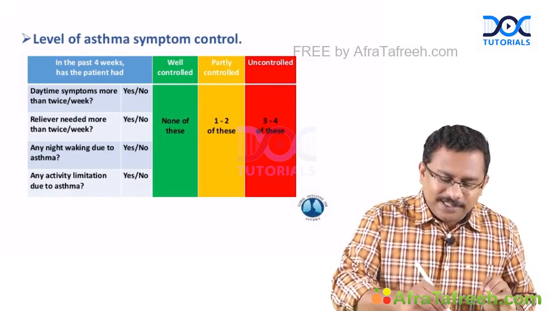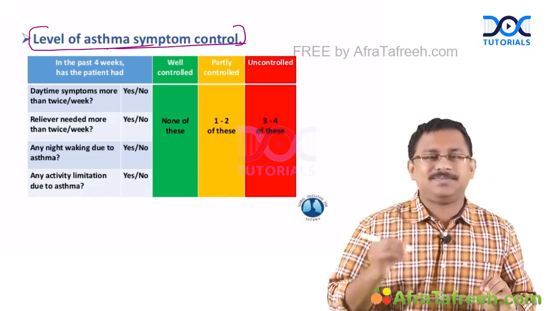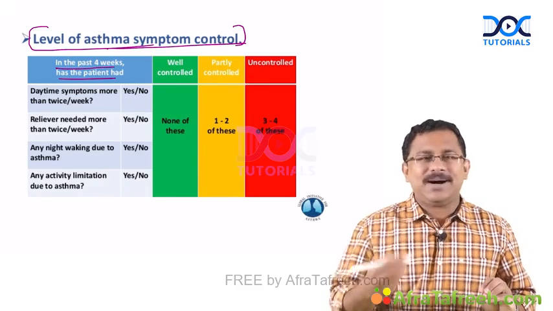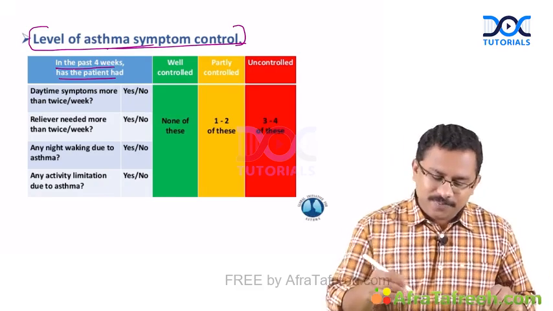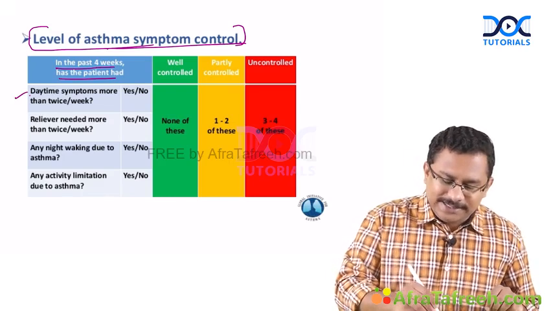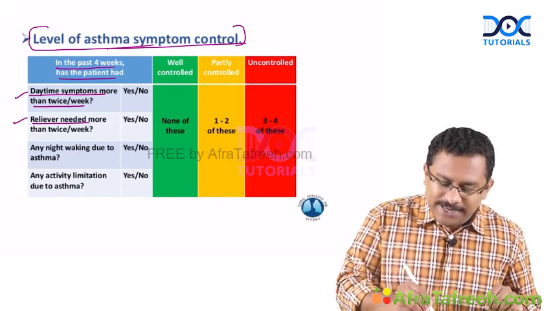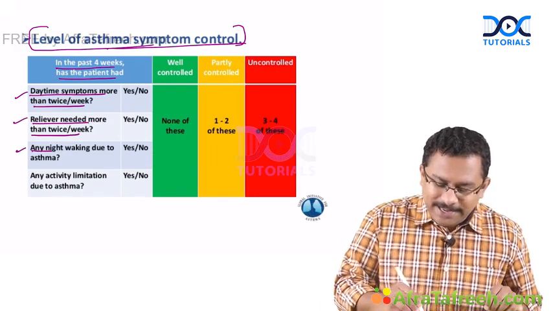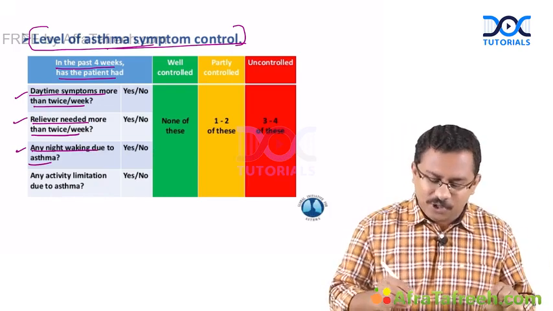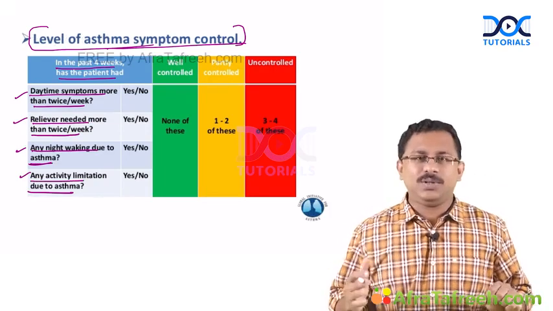So the level of asthma control, how do you determine that? It is based on certain questions. You will ask the patient about the past 4 weeks, that is, the last month. You have got to answer the following questions: whether there were day symptoms more than twice a week, whether a reliever was needed more than twice a week, any night waking. Always, this is given importance, even in the step also we saw that. Any night waking due to the asthma and any activity limitation due to the asthma.